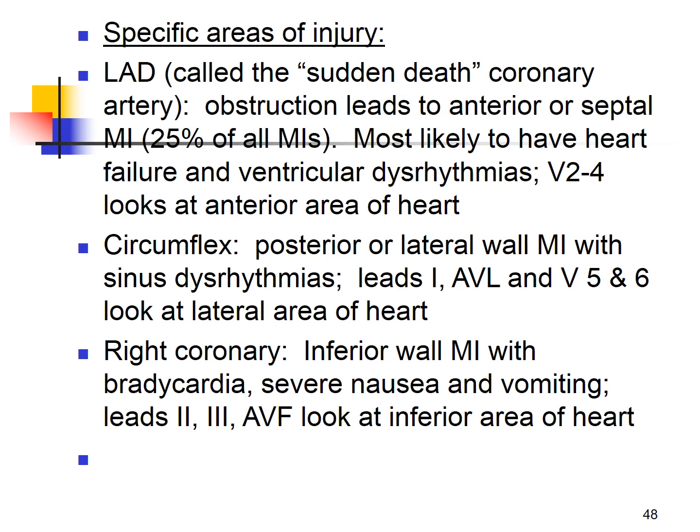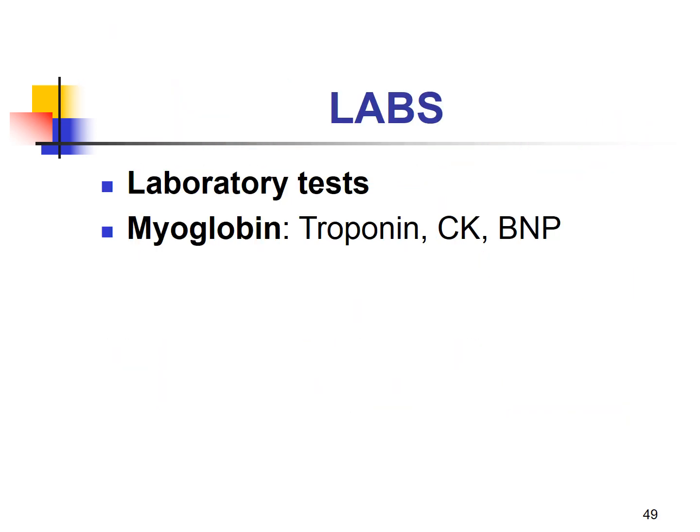And you can look at the leads. There's AVL and V5, V6, and so forth. So it's important to look at the leads to know where the injury is. Next slide. And as we talked about before, you can do some other tests, the laboratory tests, myoglobin, troponin, CK, and BNP to check for risk factors, but definitely to see if it's heart failure, the severity of it. Next slide.